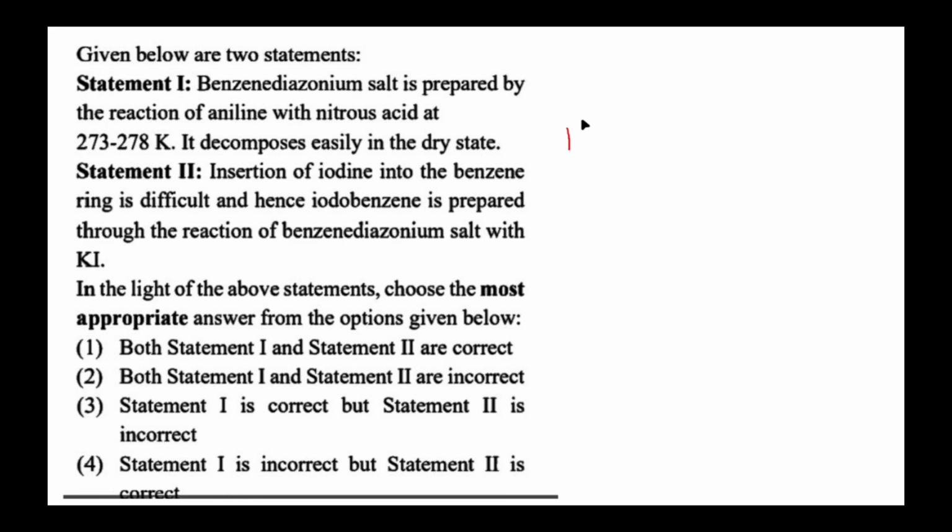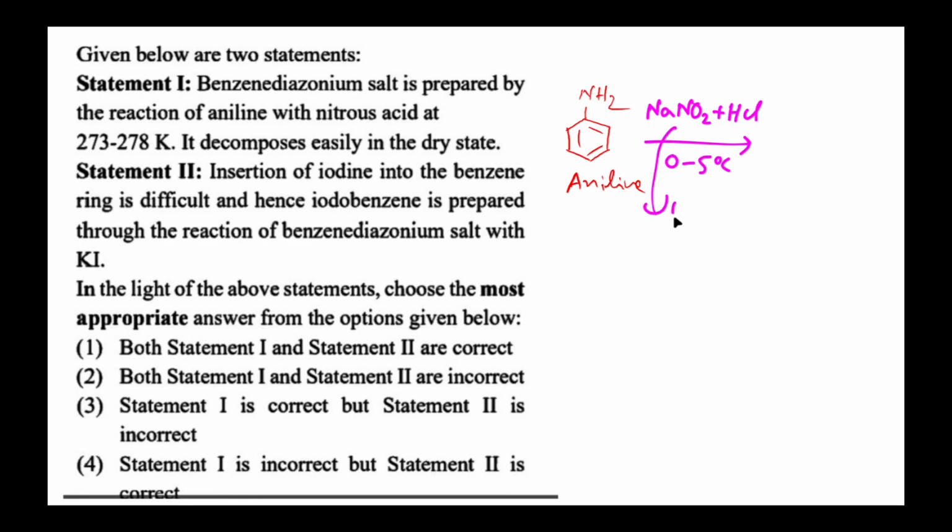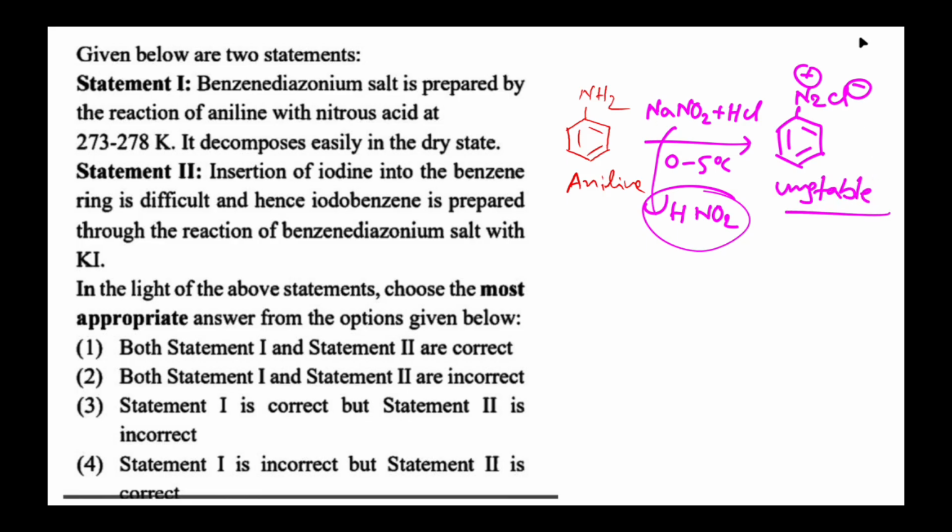We know very well, aniline, an aromatic primary amine, is treated with NaNO2, sodium nitrite, and HCl at 0 to 5 degrees centigrade. These two in combination develop nitrous acid, HNO2. It gives benzene diazonium chloride. This is the diazotization reaction. This is an unstable, most unstable compound. This is benzene diazonium salt.